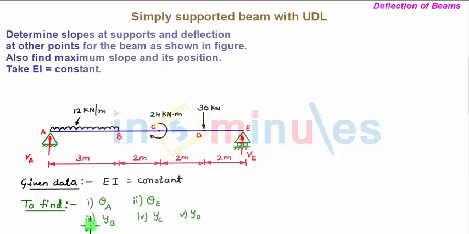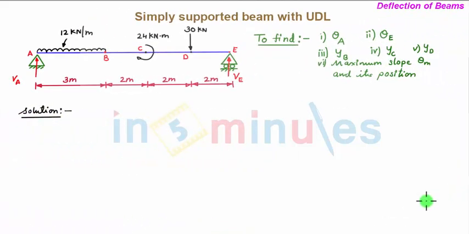So the last thing is the maximum slope, that is theta max, and its position, meaning the location of the point where your slope is maximum from some reference point, either the left hand support A or the right hand support E. So let's solve the problem. So we start with the solution. Our first step is to find out the support reactions VA and VE.